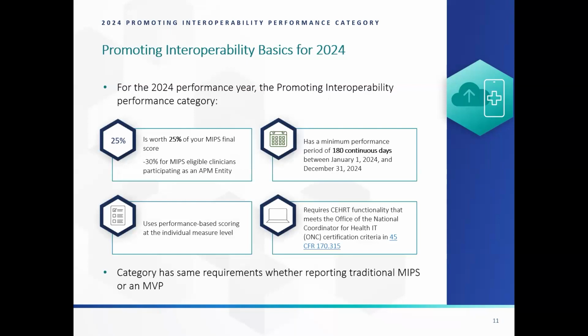So as I mentioned previously, the promoting interoperability performance category is worth 25% of your MIPS final score, and it is actually worth 30% if you are participating in an APM entity. The performance period is now 180 continuous days. You can certainly select a longer performance period, but it needs to be a minimum of 180 days.